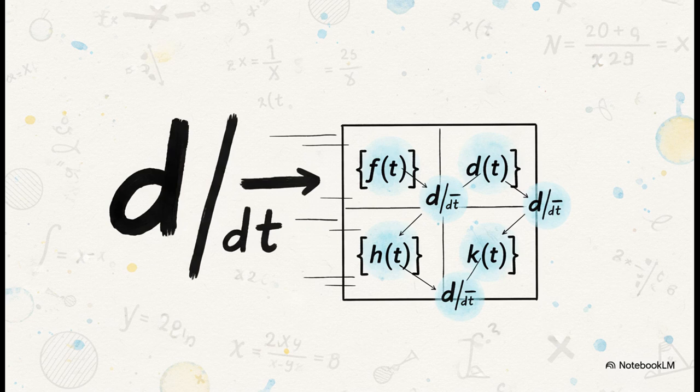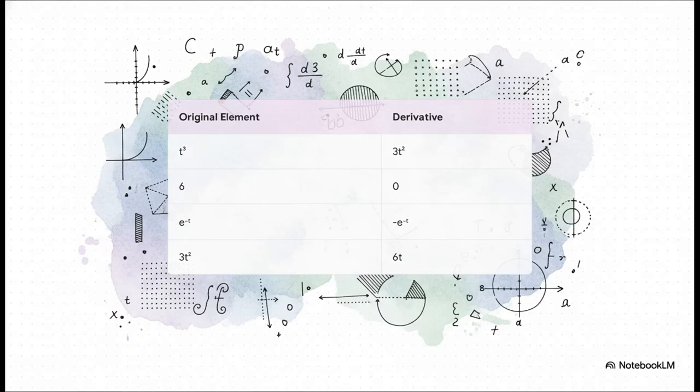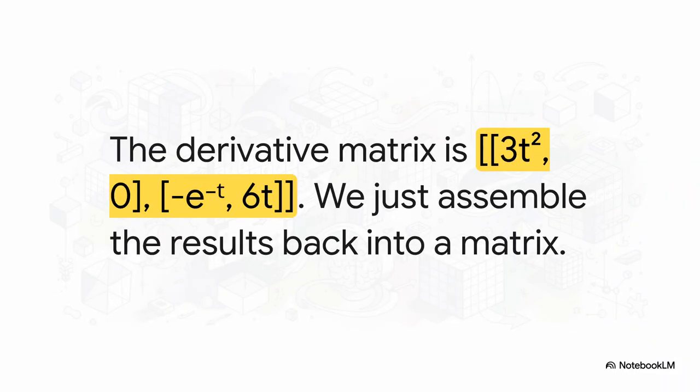You don't need some new, complicated rule. You just apply differentiation to every single element inside the matrix, one at a time, like they're all separate little problems. Let's check out this example. To find the derivative of this whole matrix, we just pretend it's 4 tiny calculus problems we already know how to do. So the derivative of t cubed, that's 3t squared. The derivative of a constant, 6, easy, that's 0. The derivative of e to the negative t, that's negative e to the negative t. And finally, the derivative of 3t squared is just 6t. And once we've done those 4 super simple derivatives, we just pop them back into a new matrix right where they started. And there you go. That's the derivative of the entire matrix. It really is that straightforward.